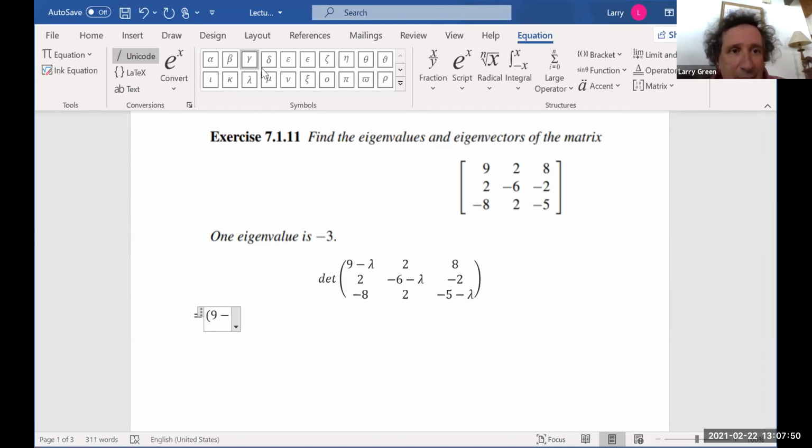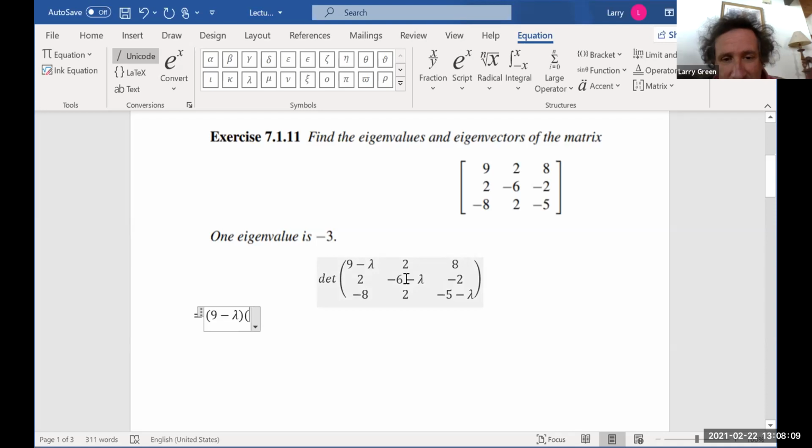And if there's any step that you're not understanding, please stop me and ask. And then you're going to have times the determinant of its minor. And notice that 9 minus lambda is in the 1, 1 position. 1 plus 1 is 2. Negative 1 of the 2 is positive 1. So it stays positive 9 minus lambda.